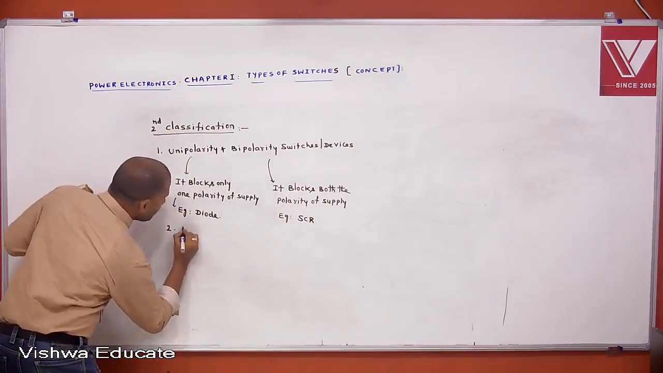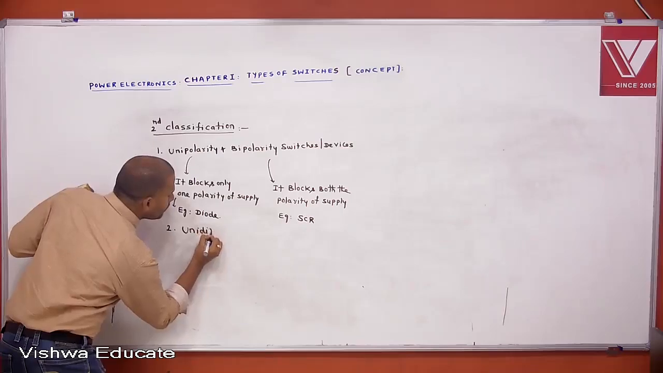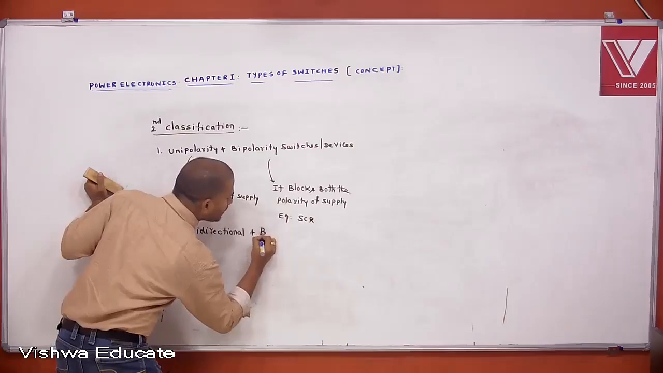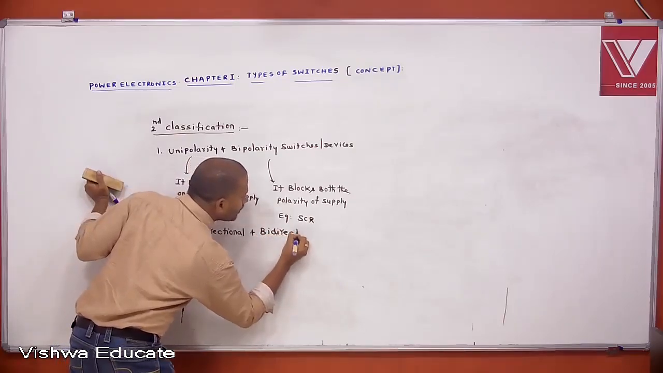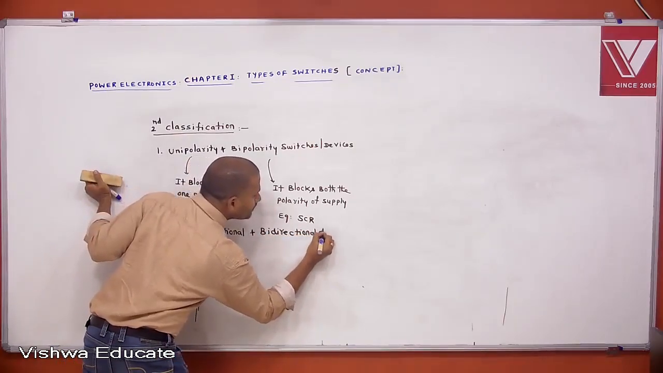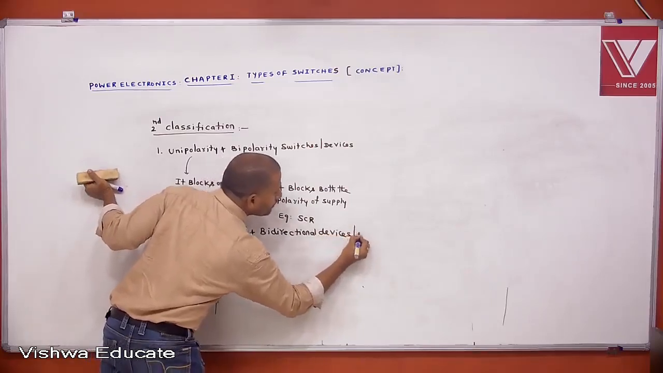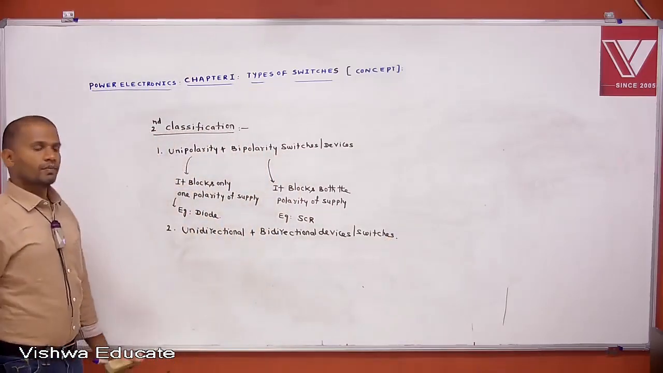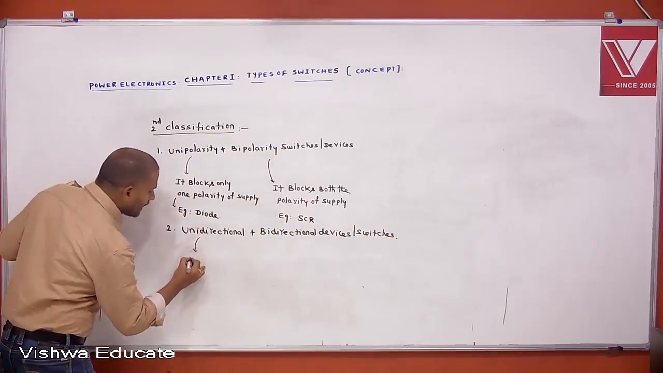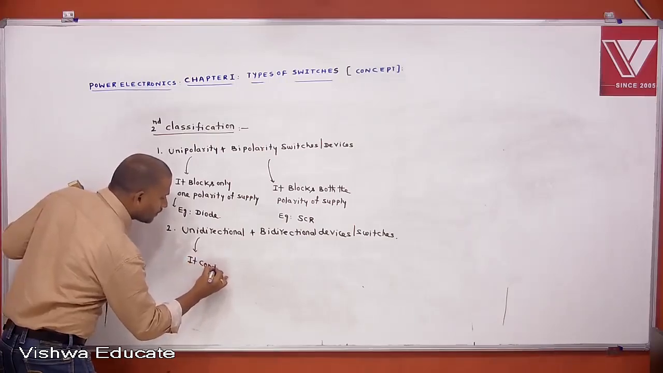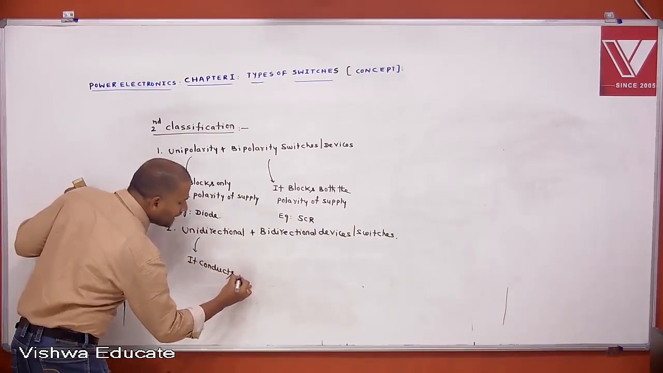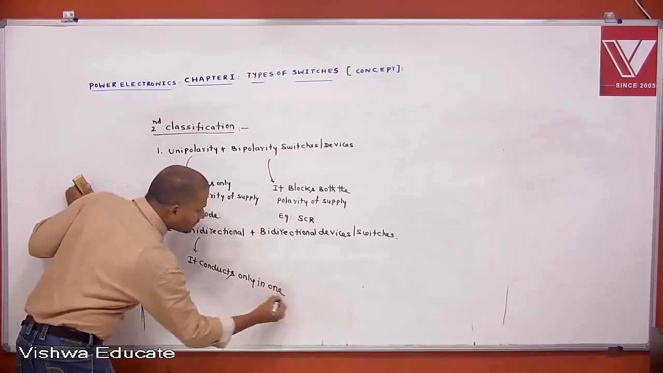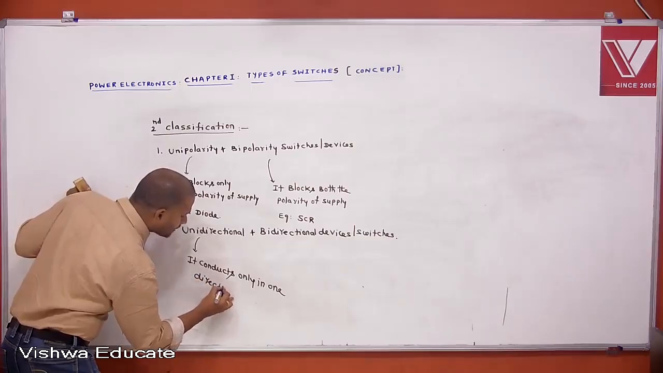Next, unidirectional and bidirectional device or switch. Unidirectional means it conducts only in one direction. It conducts only in one direction.